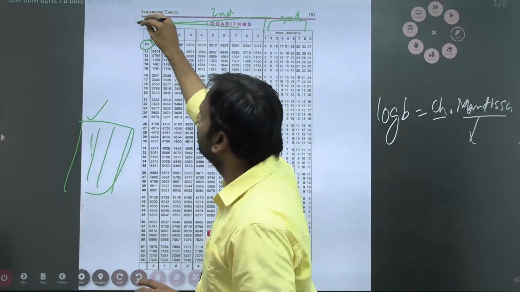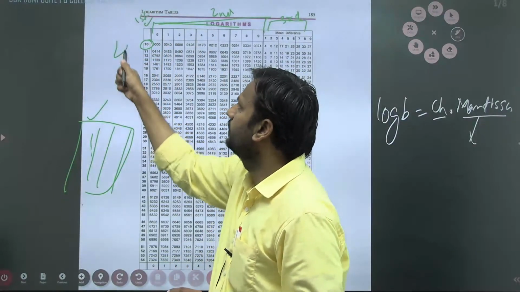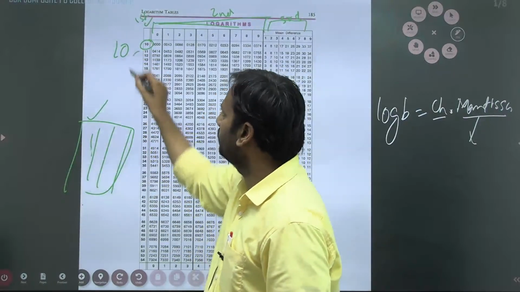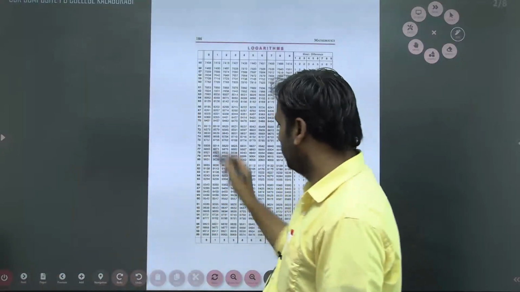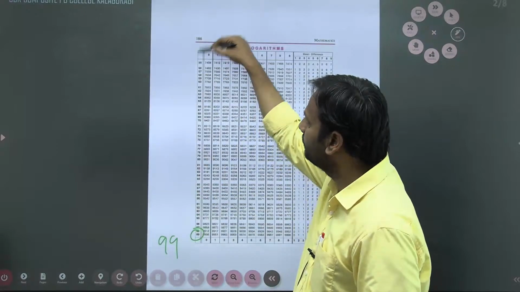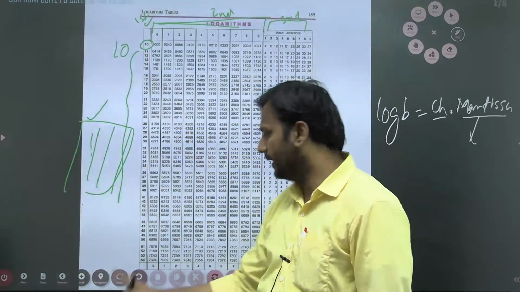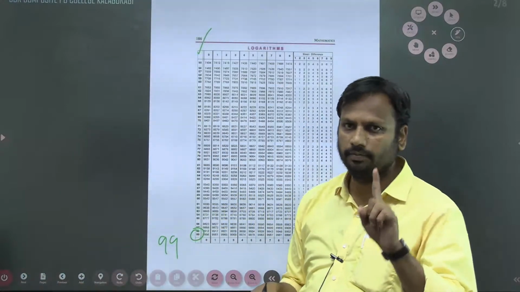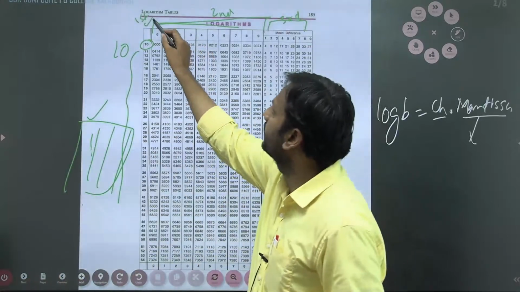This is the first main column, which is a blank one. It starts from 10, and it ends with 99. The first main column starts from 10 and ends with 99. That is the first main column. Then this is the second main column.